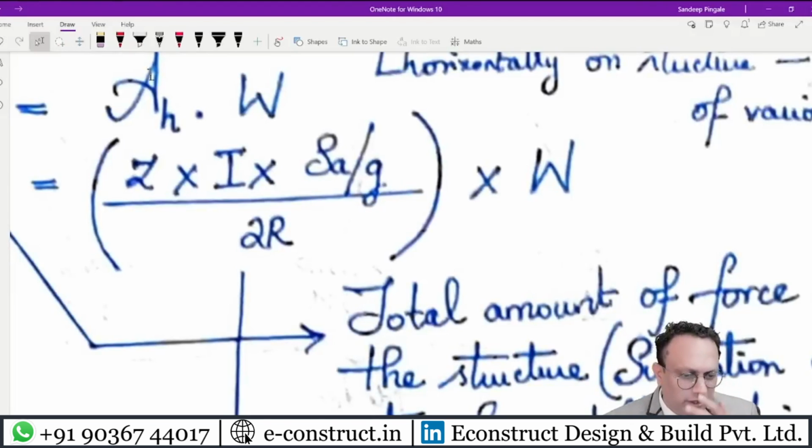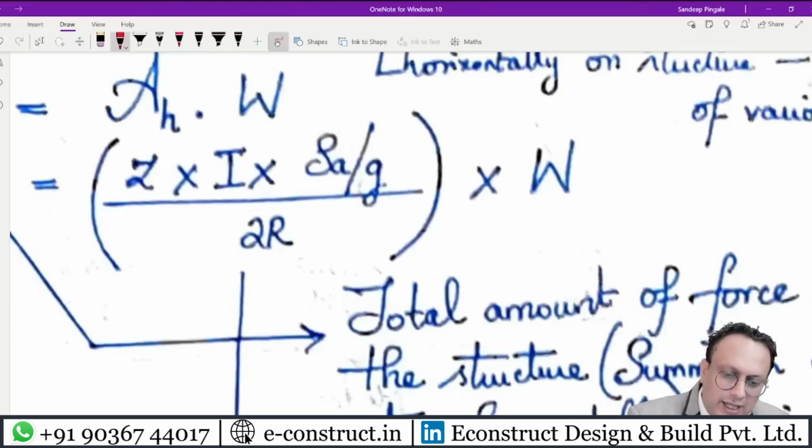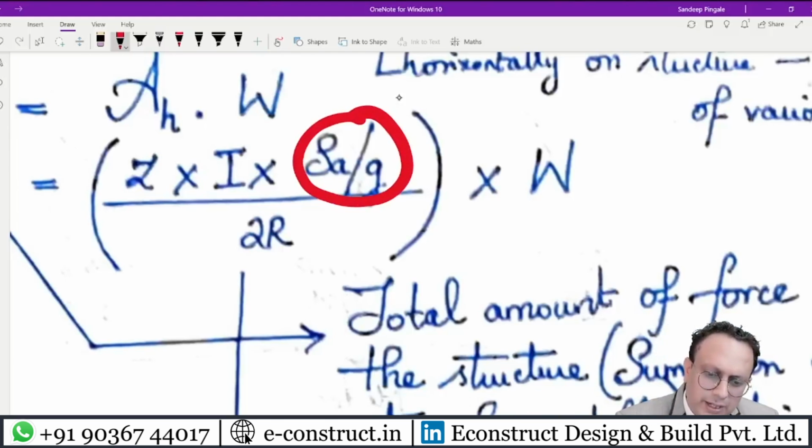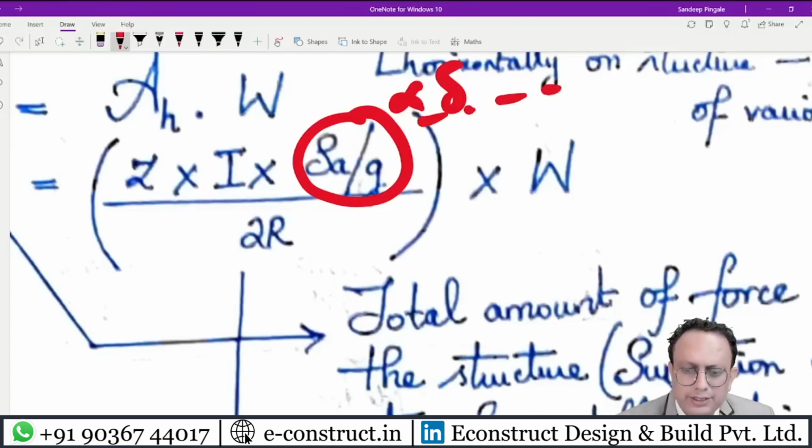SA by G. Why not alpha, beta, gamma, omega? We have a lot of series. If you see from 12th standard physics to engineering, we have many different parameters. Alpha is there, zeta is there, gamma is there. But why SA by G? SA by G is the spectral acceleration with respect to the gravity.